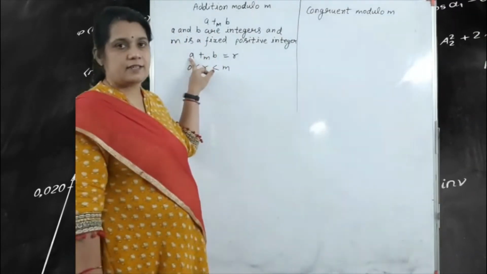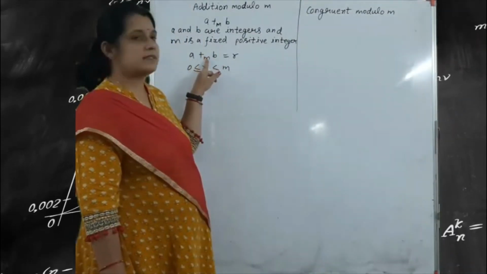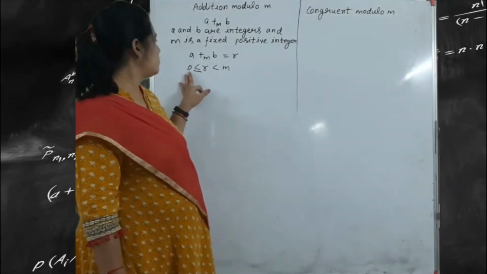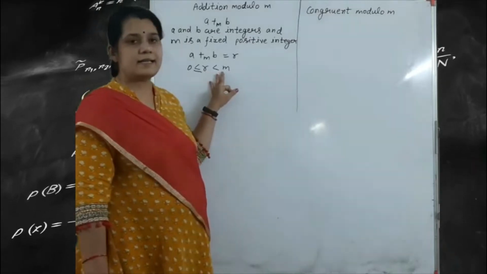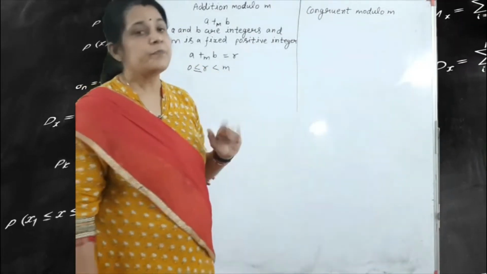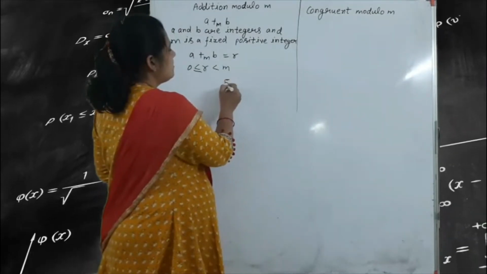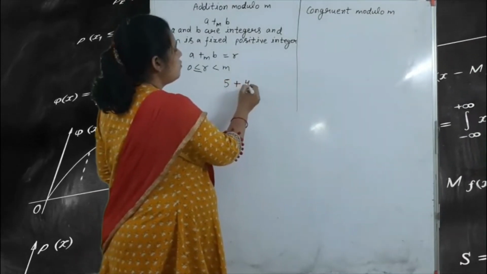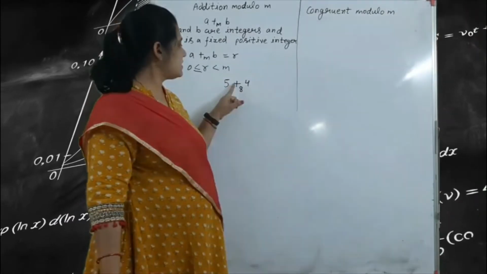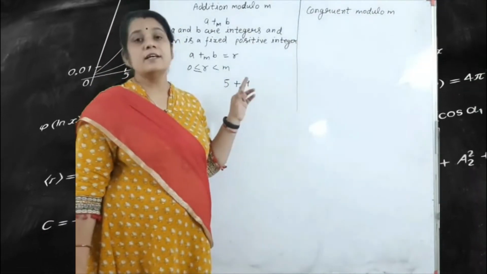Then we write here A plus suffix M B is equal to R. That means 0 less than or equal to R less than M. That means R is always less than M. For example, we write here 5 plus 4 in addition modulo 8. So here we write addition because here we write the plus sign.